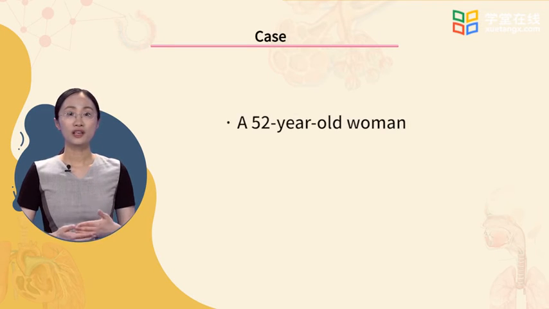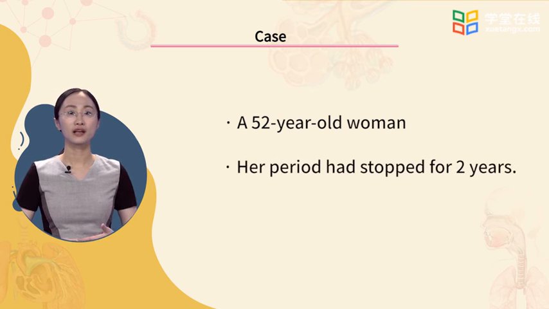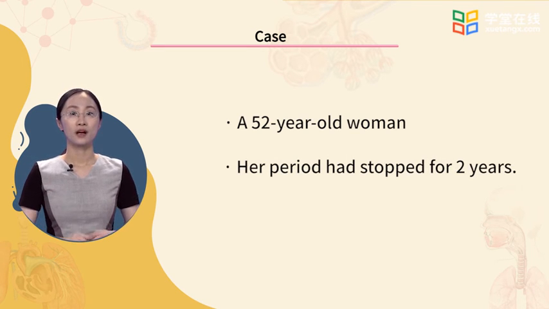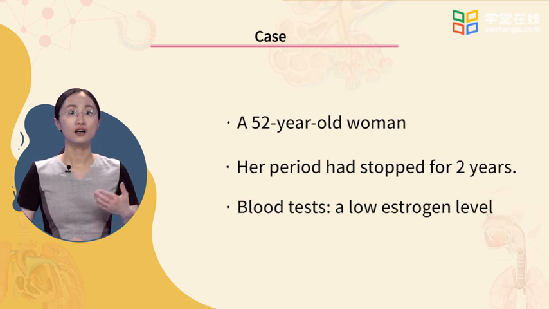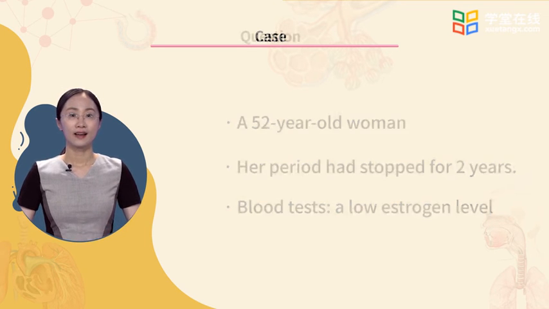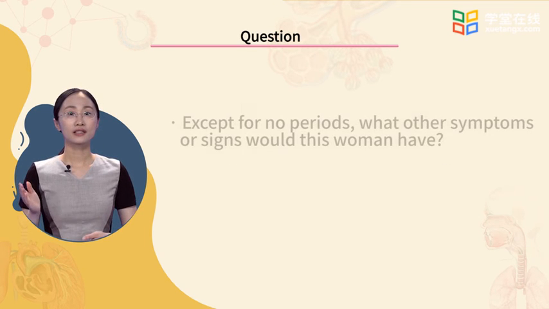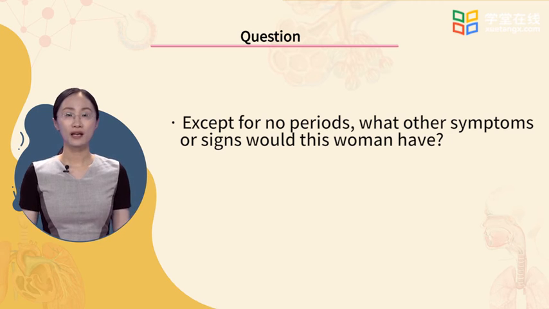A 52-year-old woman came to the clinic complaining that her period had stopped for 2 years. Blood tests suggested a low estrogen level. Now the question is, except for no periods, what other symptoms or signs would this woman have? Before answering this question, let's first see how the follicles grow up in the ovary, because they are the major sources of female sex hormones.